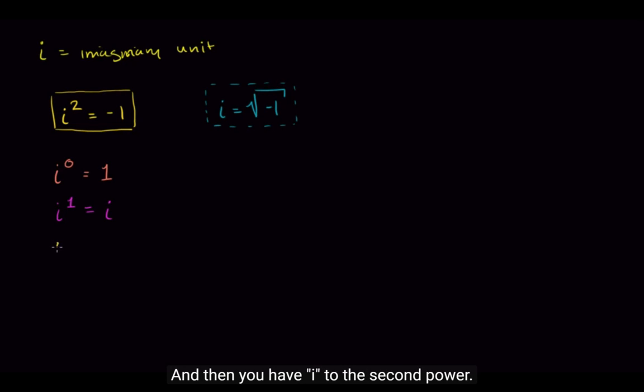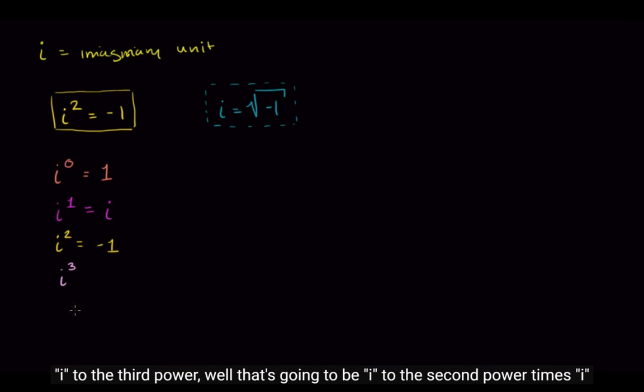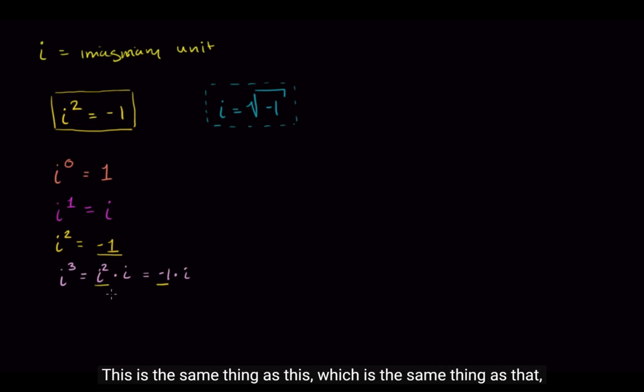And then you have i to the 2nd power. By definition, i to the 2nd power is equal to -1. Let's try i to the 3rd power. Well, that's going to be i to the 2nd power times i. And we know that i to the 2nd power is -1, so it's -1 times i. Let me make it clear: this is the same thing as this, which is the same thing as that. i squared is -1. So when you multiply it out, -1 times i, we'll write as -i.